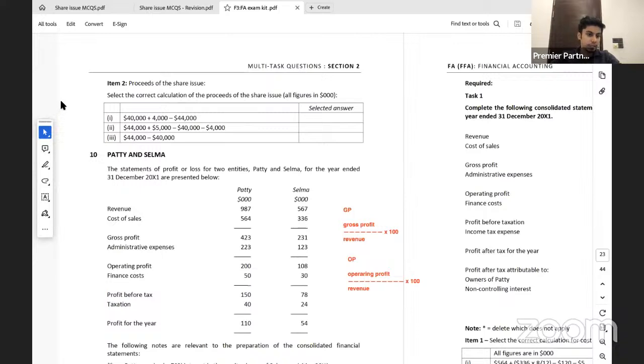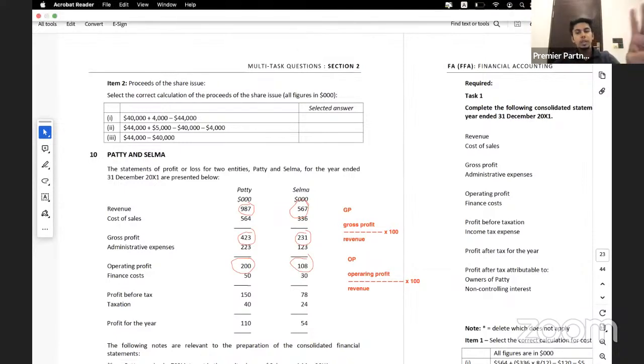So guys, what you should do is this. For Patty, the first one, gross profit is 423, revenue is 987. For Selma, gross profit is 231, revenue is 567. If it is operating profit, for Patty it's 200, for Selma it's 108, revenue is this.